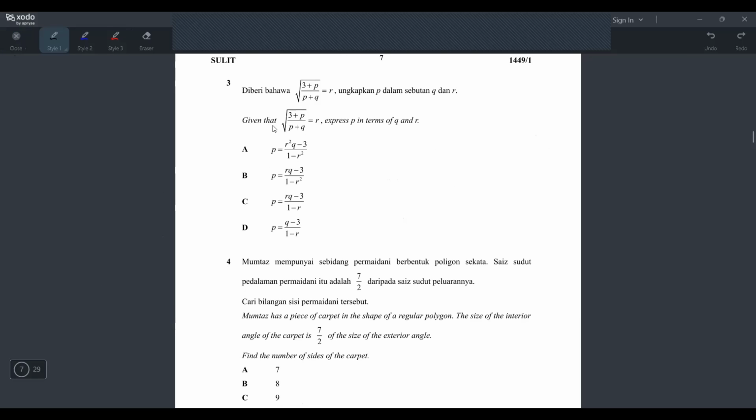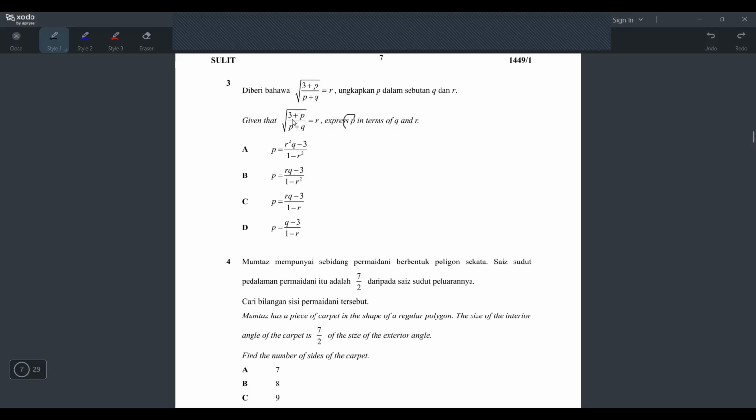Okay, let's continue. Number 3. Given that square root this equals to R, express P in terms of Q and R. So if I want to find P, what should I do? Let's see. First, I have to pindah square root. After I pindah square root, I have to hilangkan the fraction, right? And then I pindah to find P lah. So this is my plan now.